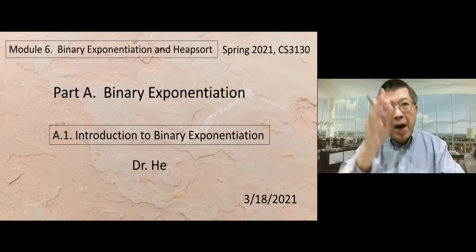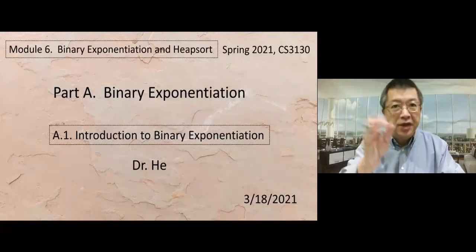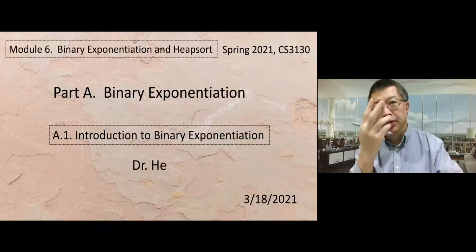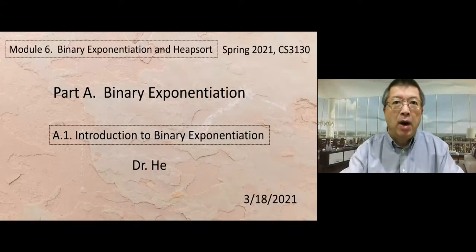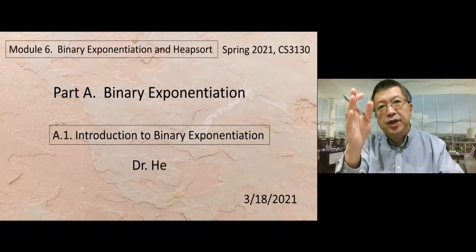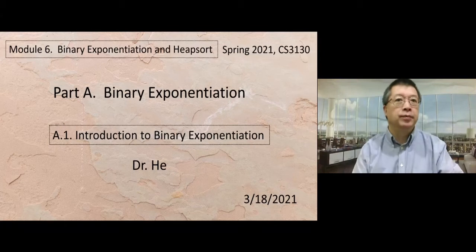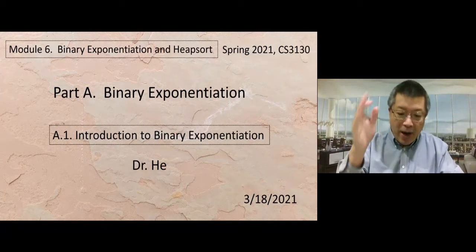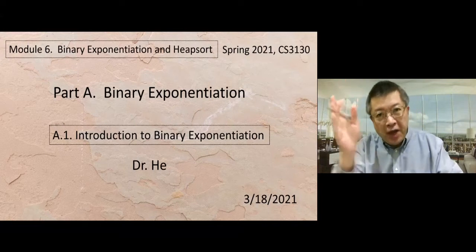Lecture 6: binary exponentiation and heap sort. 2 topics. Part A, we do the first topic. Then we will use part B and C to do the second topic. All right, so part A, binary exponentiation.